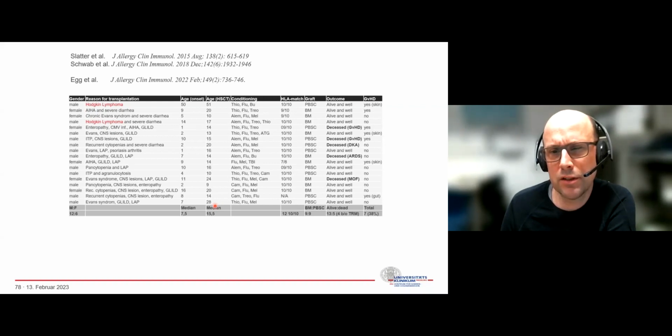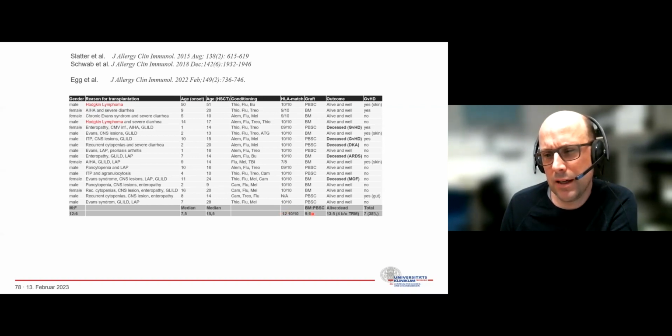The conditioning regimens are very heterogeneous, of course, also reflecting different center policies, but the majority of patients received a reduced intensity or reduced toxicity scheme. 12 patients out of 18 were transplanted from a 10 out of 10 matched donor. So there is also a significant number of patients receiving mismatched transplants. The graft was half bone marrow, the other half PBSC.